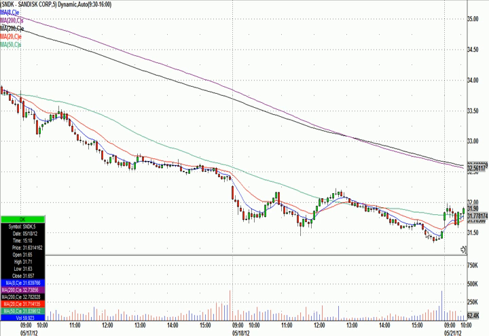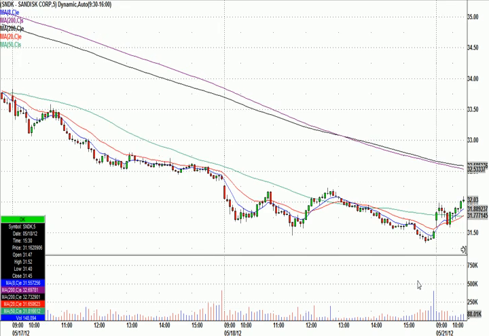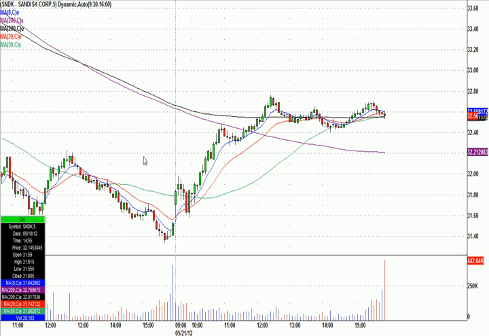What's the entry? Break of the 30-minute high, or the high established in the first 30 minutes, 31.99. Stop's going to go below the most recent low, 31.69. So 30 cents risk. All right, let's look what happens. 31.99 triggers, and SanDisk is just off to the races. Ends up going up almost a buck on 30 cents risk. Okay, there's another one. What was another one?